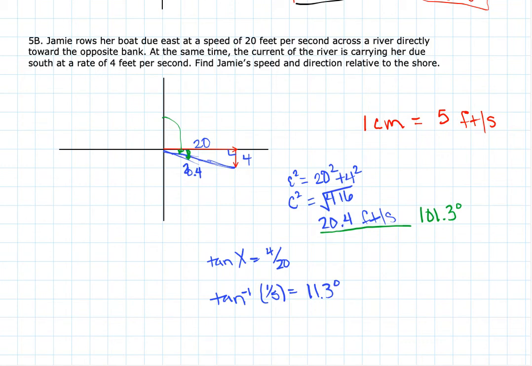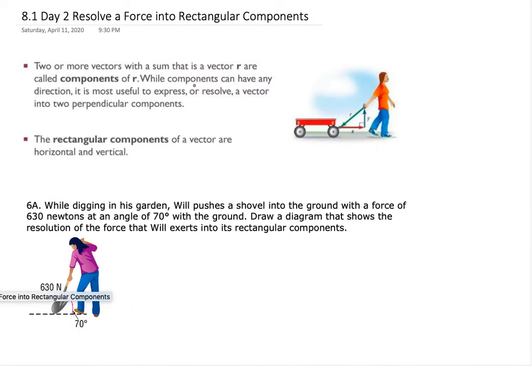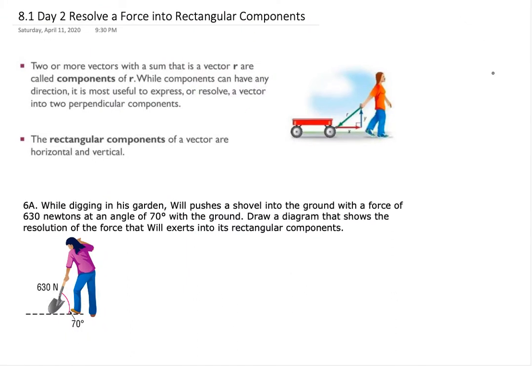Okay, last thing we will do is resolve a force into rectangular components. And this is pretty simple. Let's read about it. Two or more vectors with a sum that is a vector r are called components of r. While components can have any direction, it's most useful to resolve a vector into two perpendicular components. Those are your horizontal and your vertical, your x and your y, just like a rectangular coordinate plane.